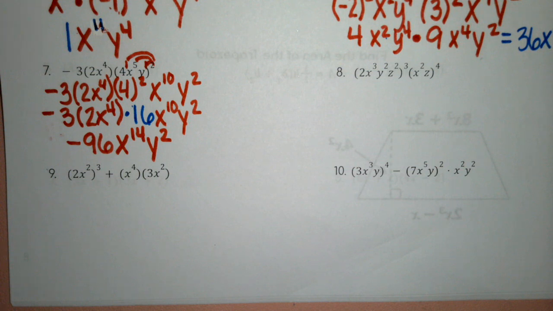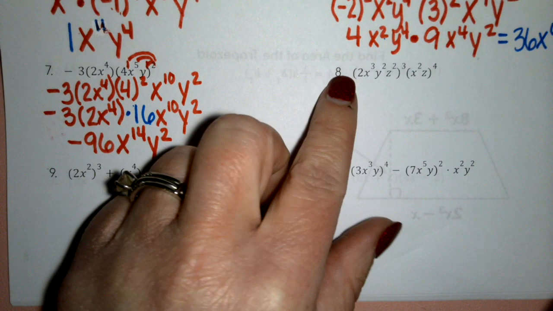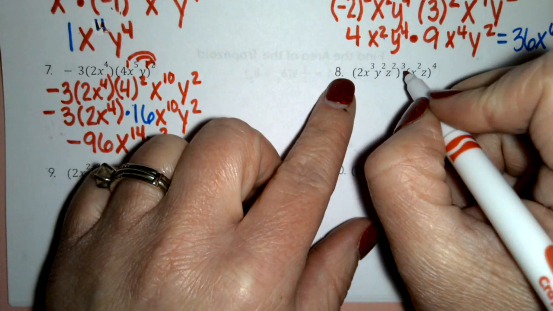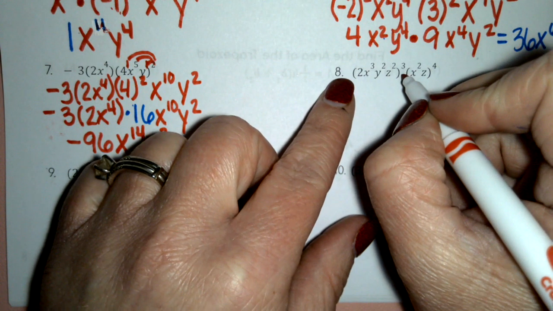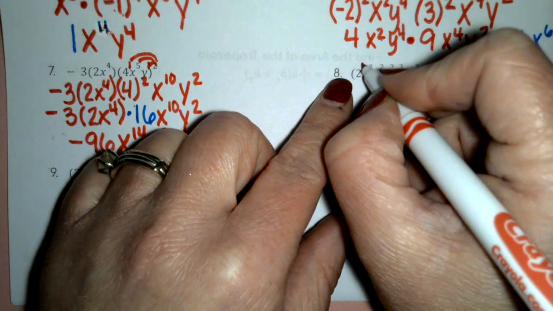Okay, sorry, this is part number 2. Finishing up this lesson is number 8. Lots of exponents on this one. The 3 is on the outside of the parenthesis, and the 2 has an exponent of a 1.